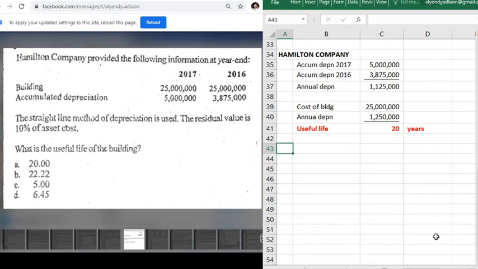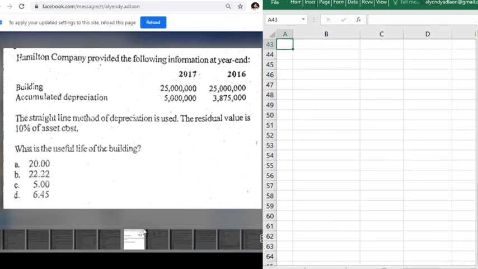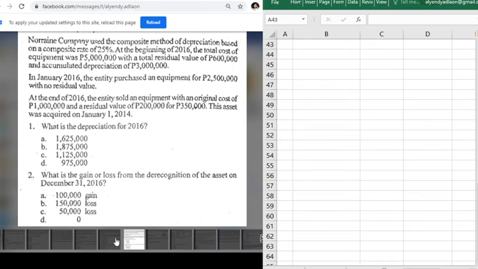Okay, that is for Hamilton Company. Now let's proceed to the next. We have Narain Company.